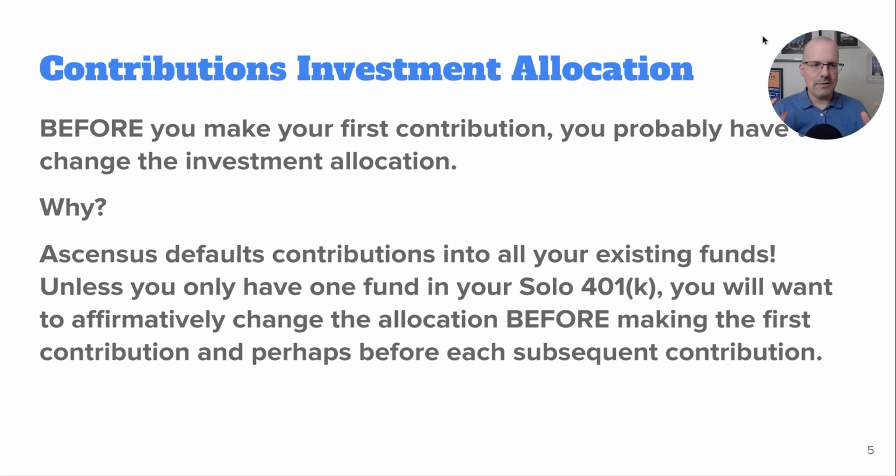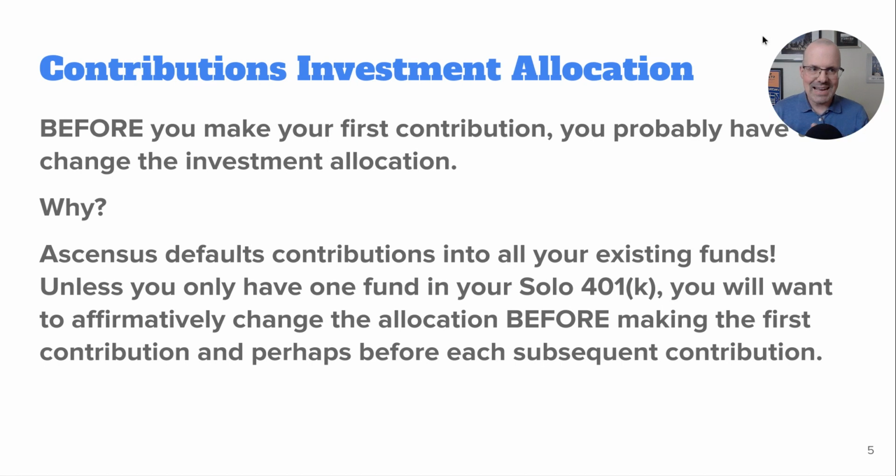And look, I'm not giving you investment advice. I'm just saying there's a default in the system that you probably don't want, right? So here's what's going on. Say you had two funds or three funds distributed between traditional Solo 401k, Roth Solo 401k, doesn't matter. What Ascensus does with your future contributions that you make in the Ascensus portal is it defaults those contributions ratably based on what you brought over from Vanguard.